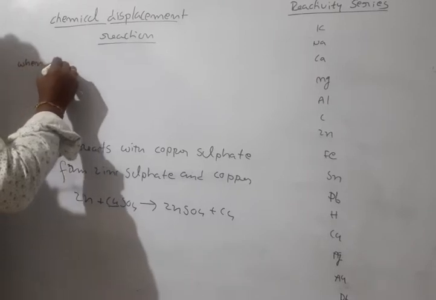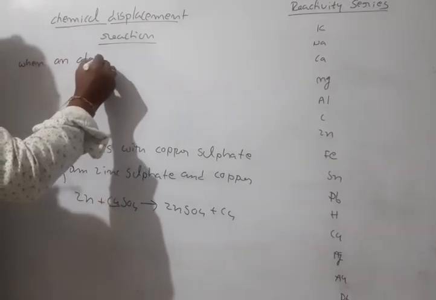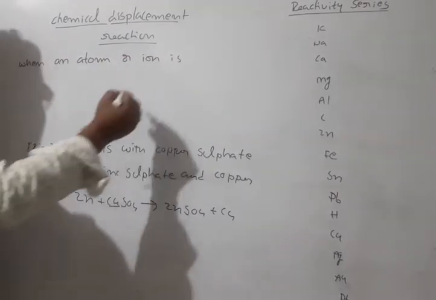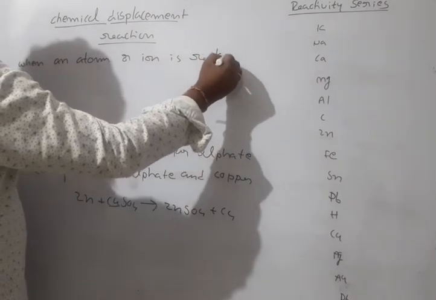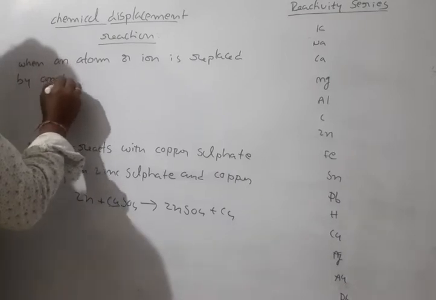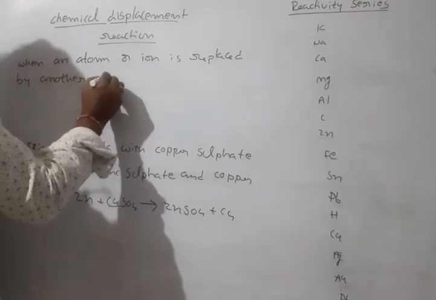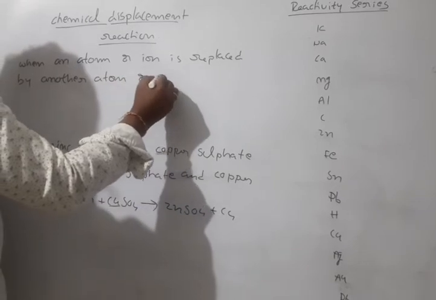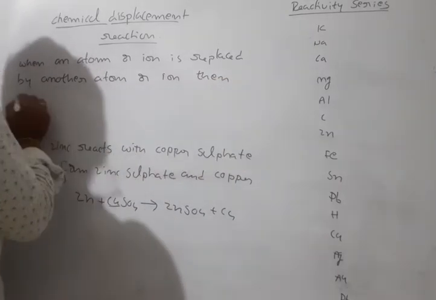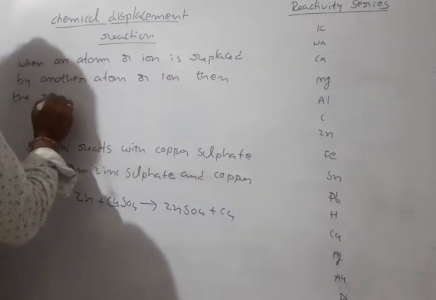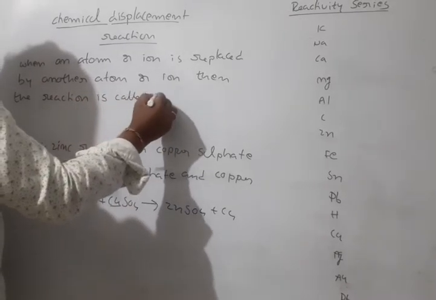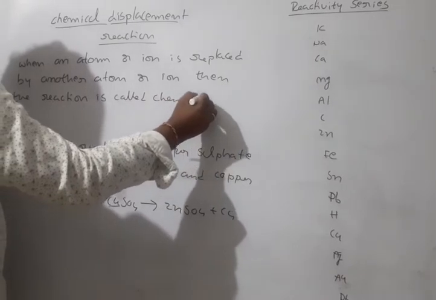When an atom or ion is replaced by another atom or ion, the reaction is called chemical displacement reaction.